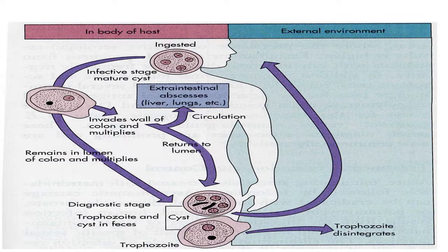Now we will go through the life cycle. When we consider Entamoeba histolytica, this is the only amoeba pathogenic to humans. Other amoebae are non-pathogenic or commensals, which do not cause any illness. In the life cycle, we ingest contaminated food and water containing the cyst stage, which is a very resistant stage, and it enters our intestinal system.